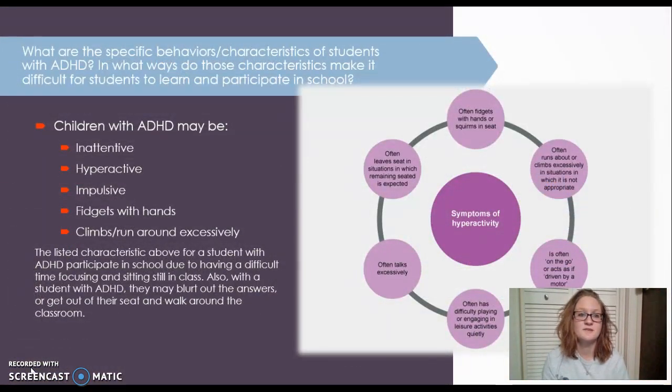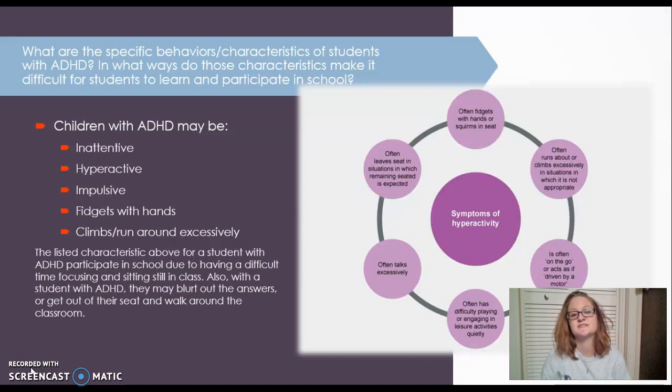Some specific behaviors and characteristics of a student with ADHD may include being inattentive, hyperactive, impulsive, and fidgeting with their hands. A child may climb or run around excessively. Symptoms of hyperactivity include a child who may talk excessively, a student who may get out of their seat in a situation where a teacher expects them to be seated, or a child who may seem to be always on the go or acts like they are driven by a motor.